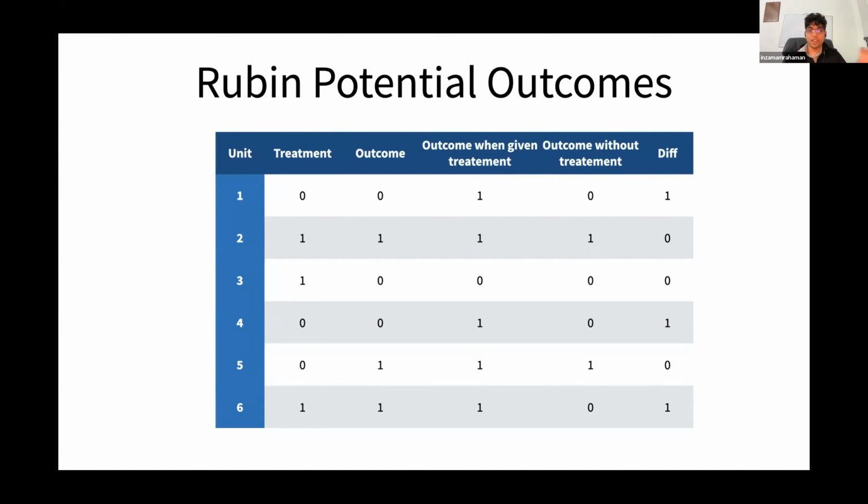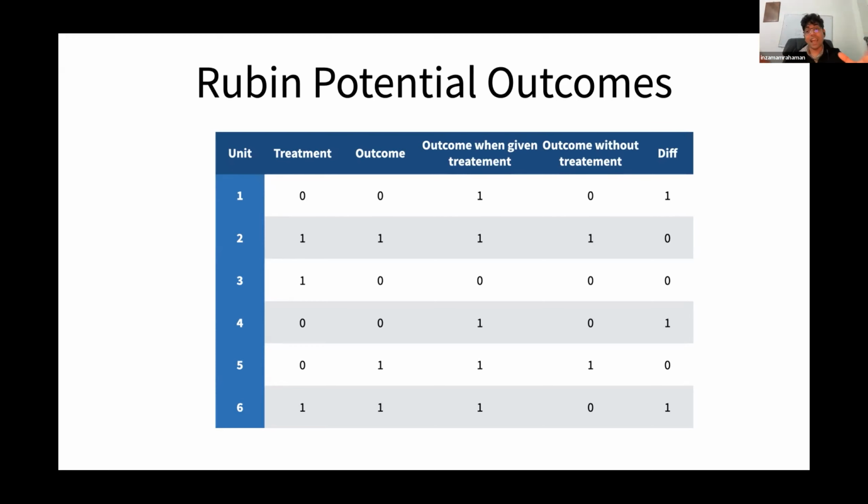Now, one thing to notice: for unit 1, we didn't treat, and the outcome without treatment and the outcome in our universe are the same. Let's look at unit 2: we did treat, and the outcome in our universe and the outcome in the universe where we treat are the same. That's just an important thing to keep in the back of your mind when we go through some of the basic proofs in a bit.